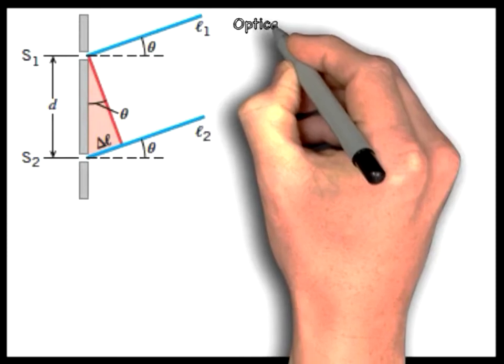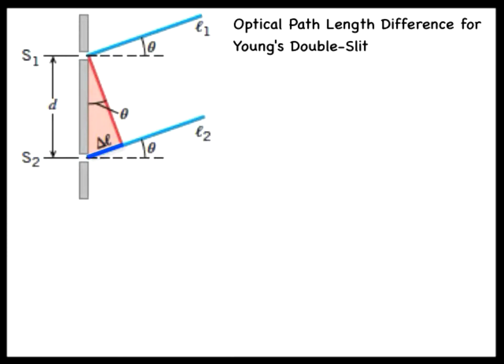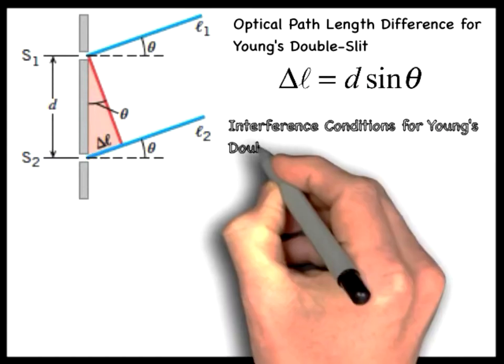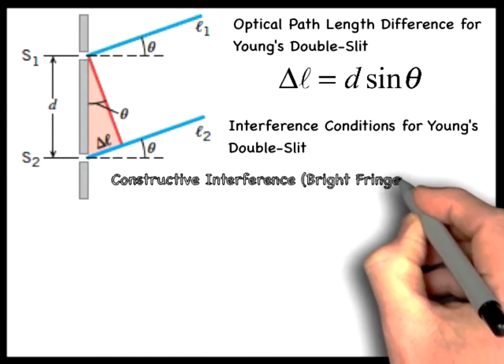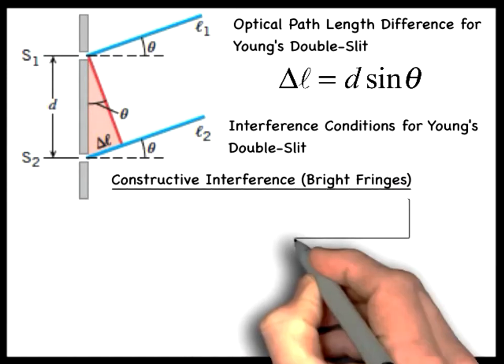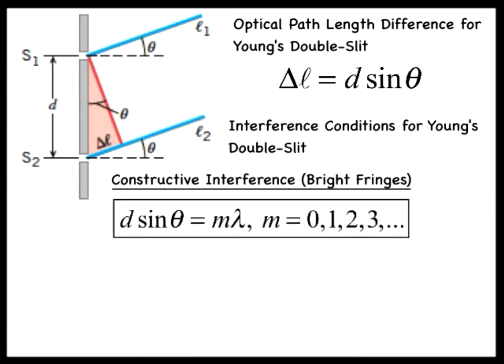In the figure, we see that the light from the second slit S2 travels an additional distance delta L to get to point P. Since the slit separation distance is small and the distance to the screen is large, the angles theta between the two paths L1 and L2 and the horizontal are essentially equal. From the figure, we see that the optical path length difference delta L is equal to d sine theta. Setting this equal to m lambda gives us the angles that satisfy the constructive interference condition, which correspond to bright fringe locations on the screen.